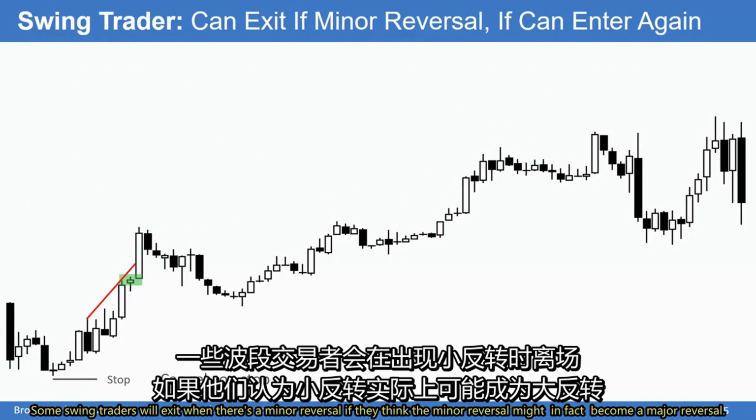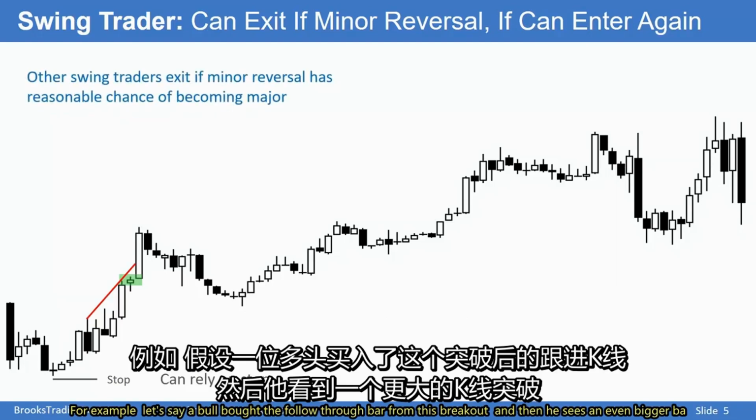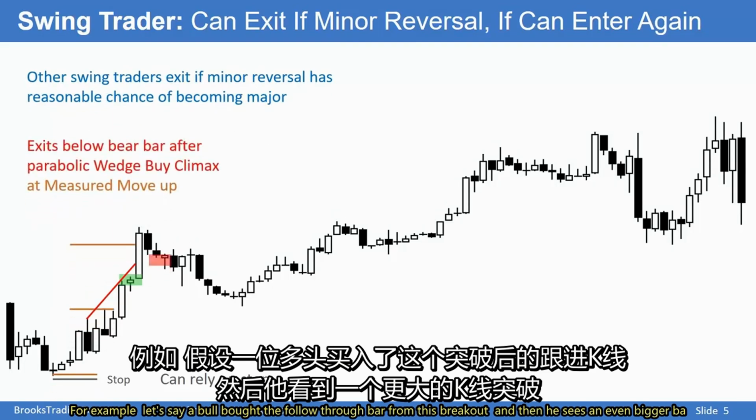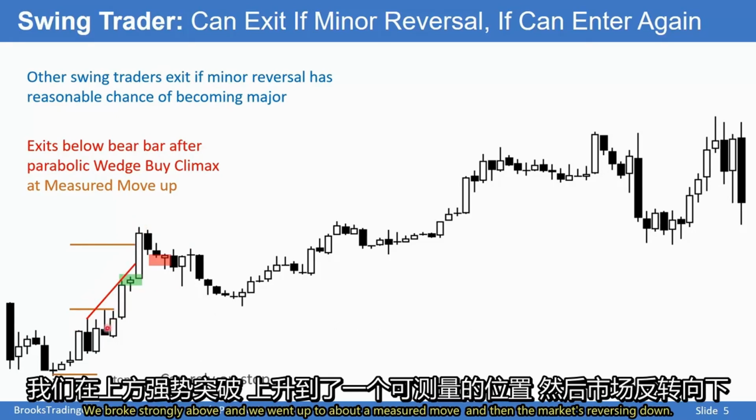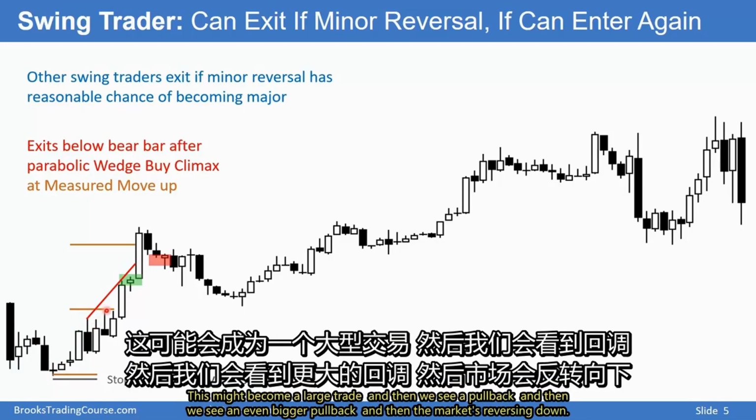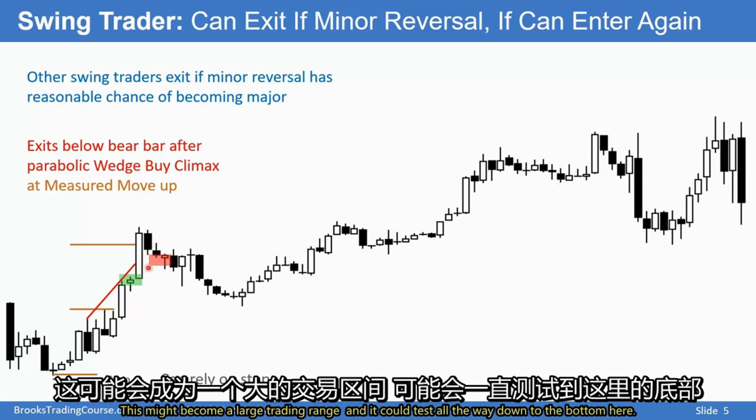Some swing traders will exit when there's a minor reversal if they think the minor reversal might in fact become a major reversal. For example, let's say a bull bought the follow-through bar from this breakout, and then he sees an even bigger bar breaking above the top of a bull channel, and he sees that it's around a measured move up. From this low to the top of what was a bear flag, we broke strongly above, and we went up to about a measured move, and then the market's reversing down.